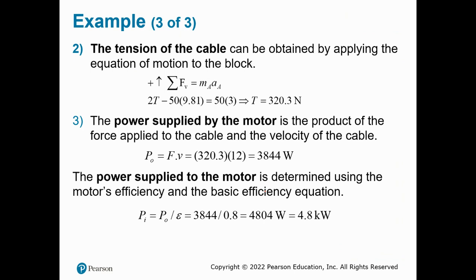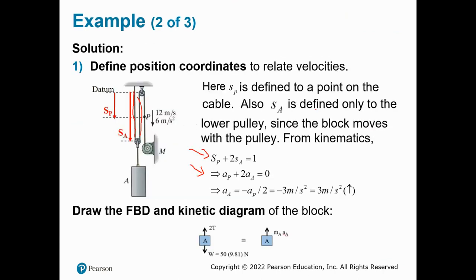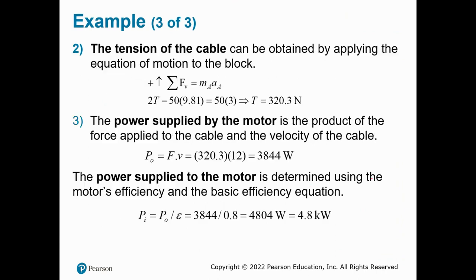Okay, the tension of the cable can be obtained by applying the equation of motion to the block. So your sum of FV equals MAAA. The total summation of all the forces being applied to block A will be 2T, the two tensions pulling up, and the weight coming down, so a negative weight. And the right hand side of the equation will be MAAA, that will be 50 times 3. We know 50 is the mass of the block in kilograms, and 3 is the acceleration we calculated from the previous slide. Putting that together, we can calculate the tension of the cable, which will be 320.3 Newton.